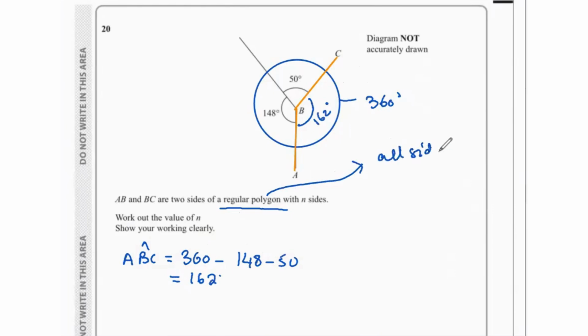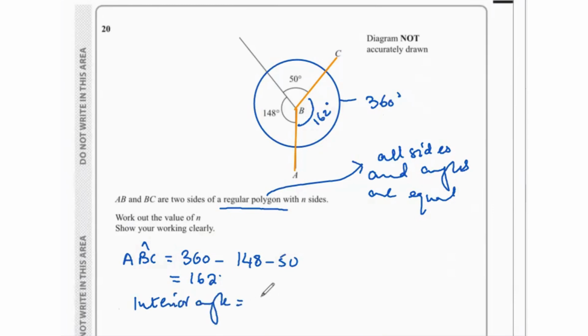In a regular polygon, all sides and angles are equal. So 162 is like the common interior angle. All of the interior angles are going to be 162. So to find the value of n, we have the interior angle. We can use the interior angle formula, which is (n minus 2) times 180 over n. So based on this, 162 equals (n minus 2) times 180 divided by n.